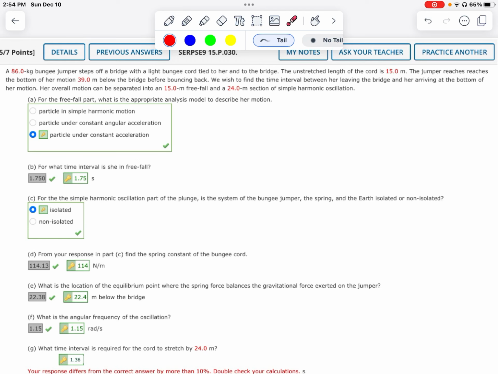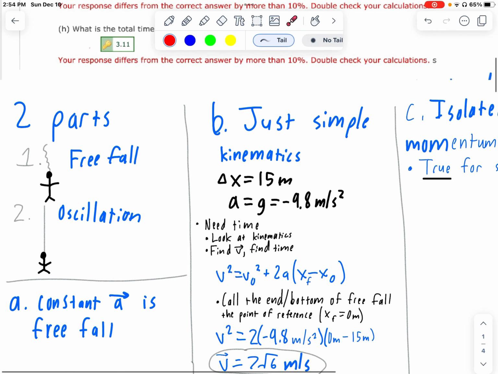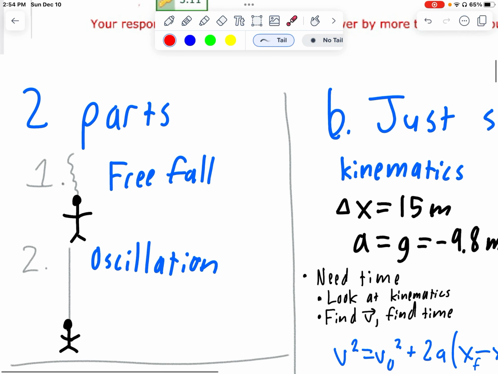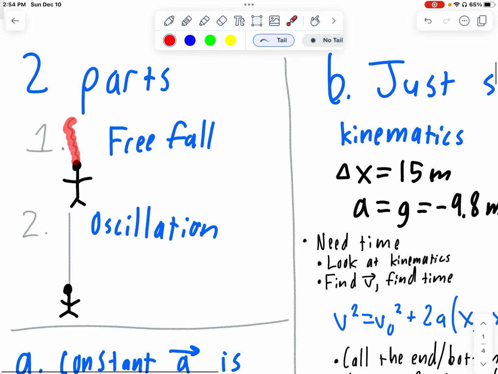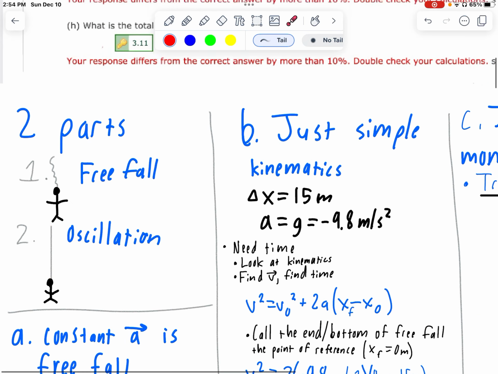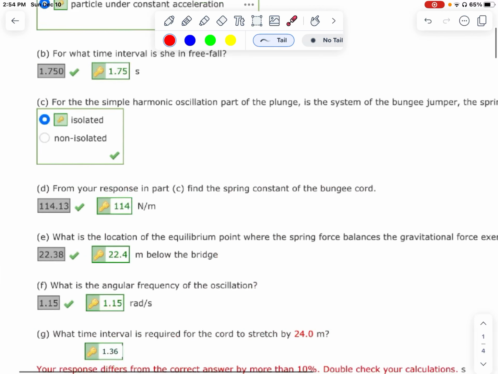Her overall motion can be separated into a 15-meter free fall and a 24-meter section of simple harmonic motion. Before we get into the questions, I wrote these two parts out. So you have first your free fall, where the cord has slack in it. It's not stretching. And then you have your oscillation where the cord is stretching. That's a pretty simple concept, I think, and some good foundations to get before we jump into things.